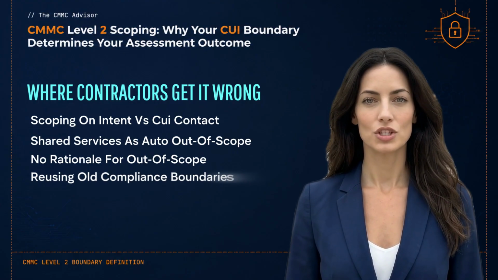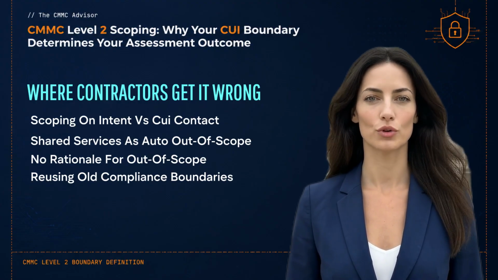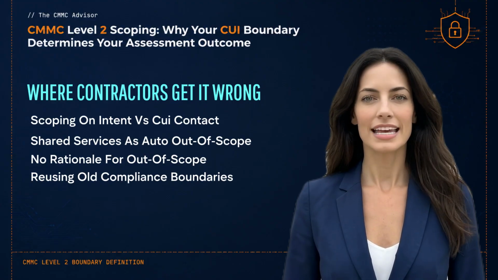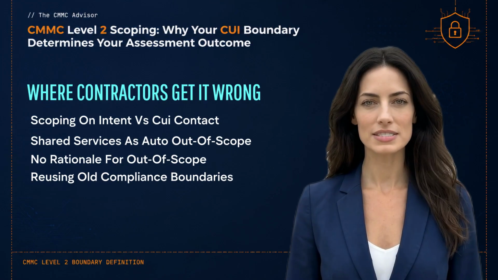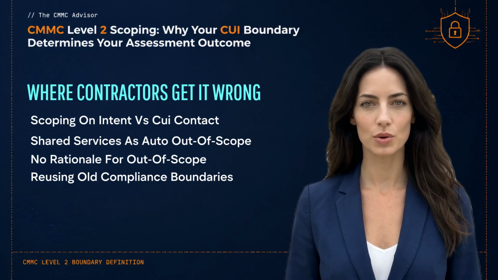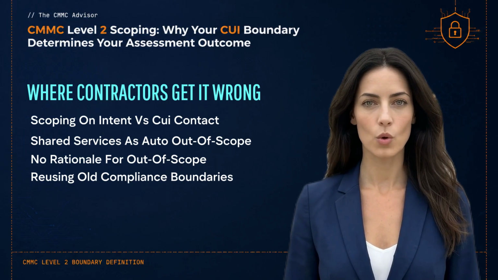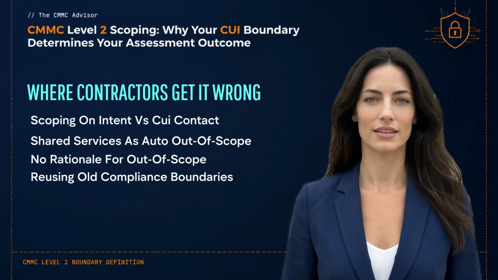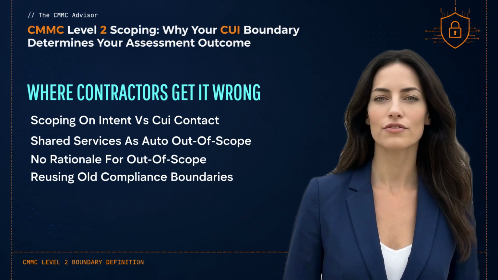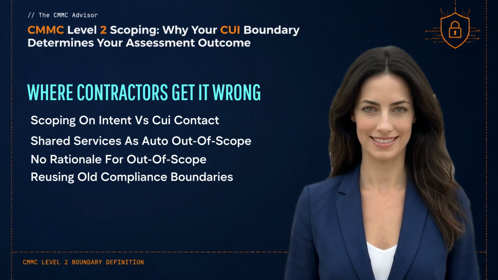Mistake 4. Using the same boundary definition for CMMC planning that you used for a previous compliance effort. CUI scope under NIST 800-171 and CMMC has specific definitional requirements. A prior SOC 2 scope, ISO 27001 scope, or internal security perimeter is not automatically the right starting point. Start from the CUI data flow, not from a prior scope document.